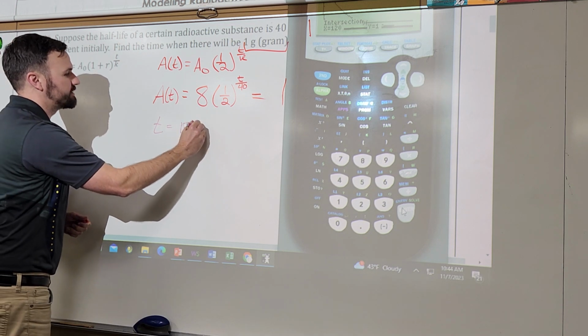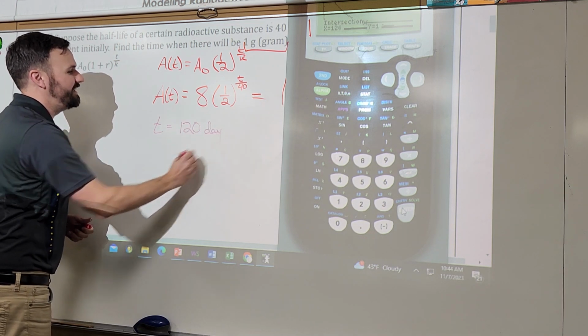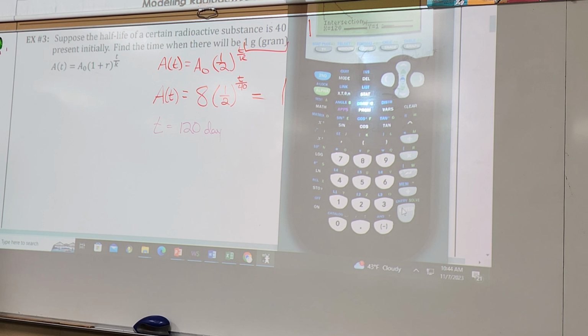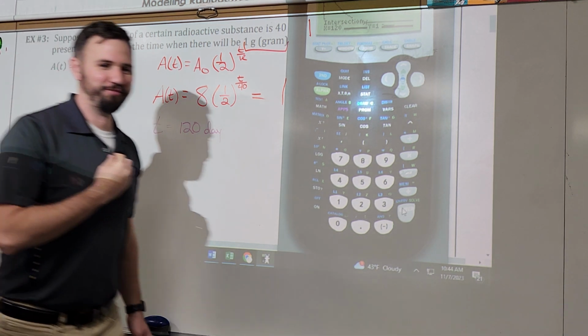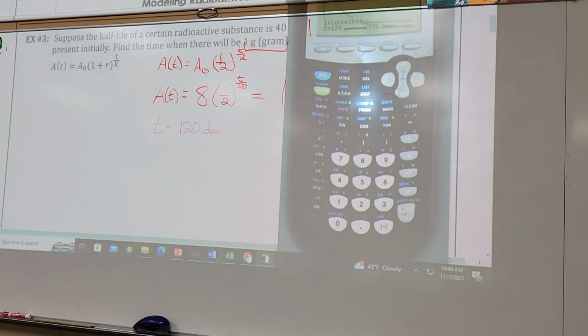120 days. 20 grams. All right, that's where we'll end it. I'll have to finish these up tomorrow.